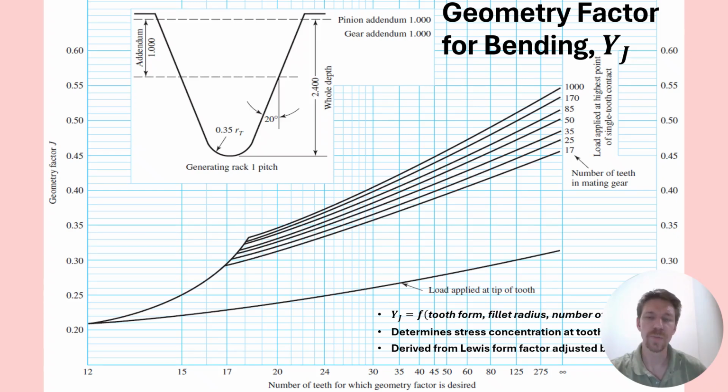But it looks like the more teeth that you have, the better in 2 aspects. One, all of these curves go up from left to right, so from less to more teeth. And also the mating gear curves go up from less to more teeth. So those are the geometry factors.